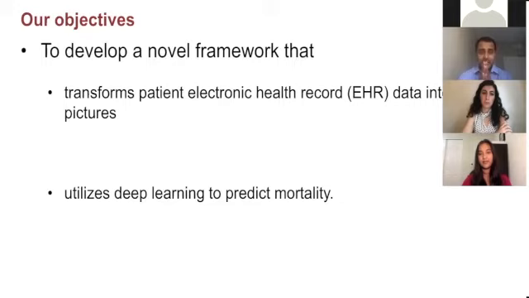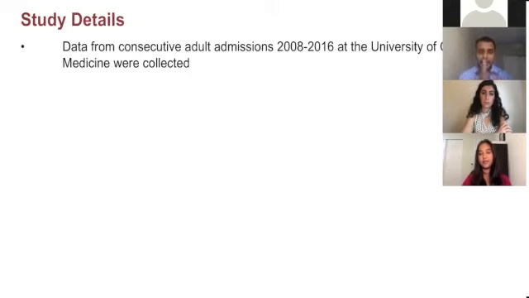So here's our objective. We wanted to develop a framework that basically took patients' clinical data throughout a period of their stay, turned it into a picture, and then used deep learning to predict outcome. In this case, it's mortality that we're trying to predict. That is, whether or not the patient would die in the hospital. So what did we do for our data?